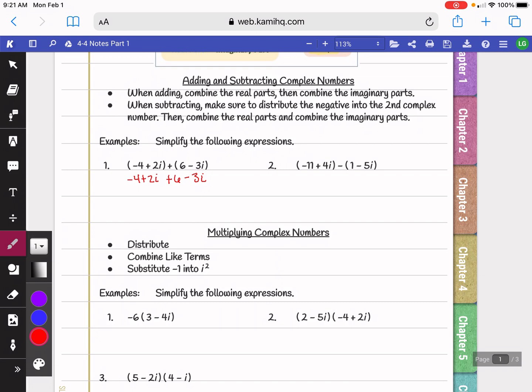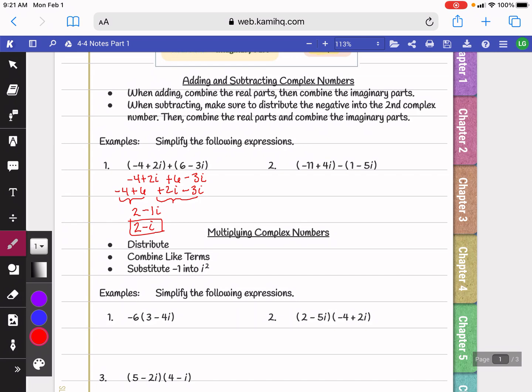And then I'm going to combine like terms. So I'm going to put the -4 next to the positive 6 and the 2i next to the -3i. I'm just moving things around using my commutative property so that like terms are next to each other. And now I can combine like terms. So -4 plus 6 is 2 and 2i minus 3i is -1i. Remember that 1 can be imaginary, so this is the same as just 2 minus i.